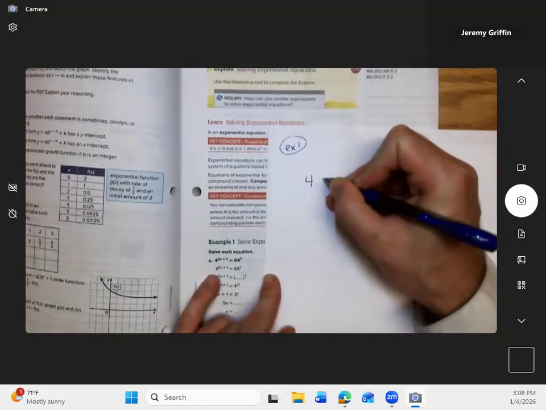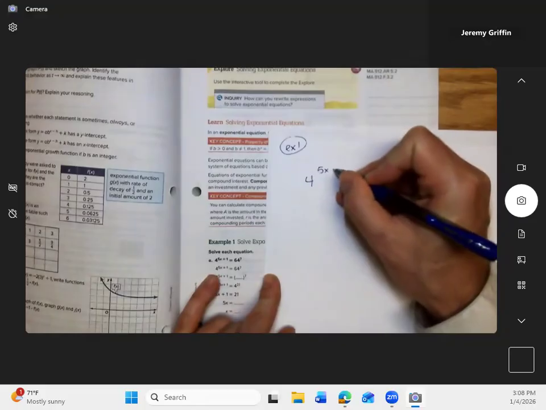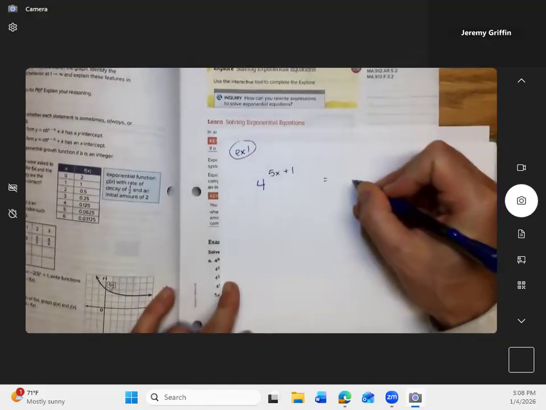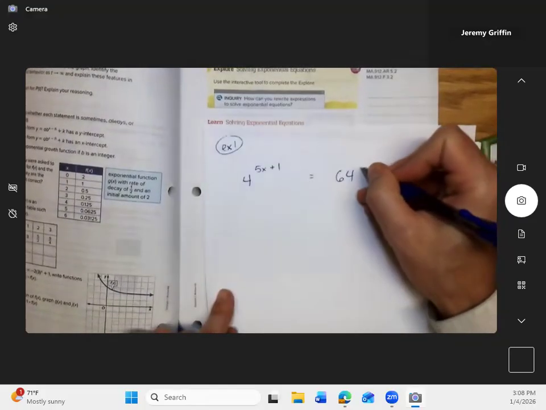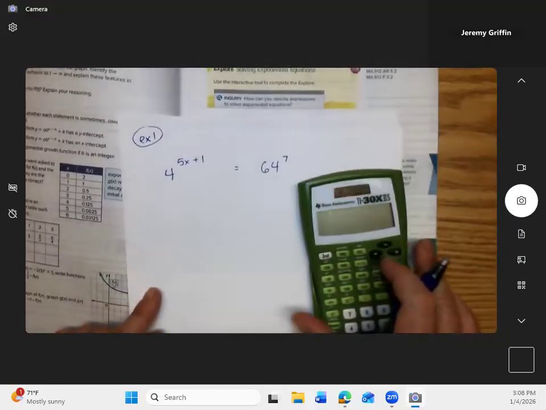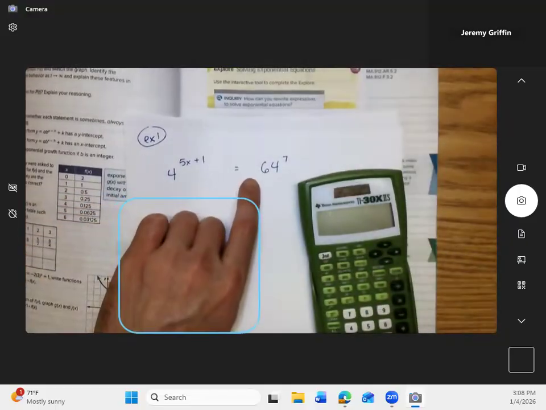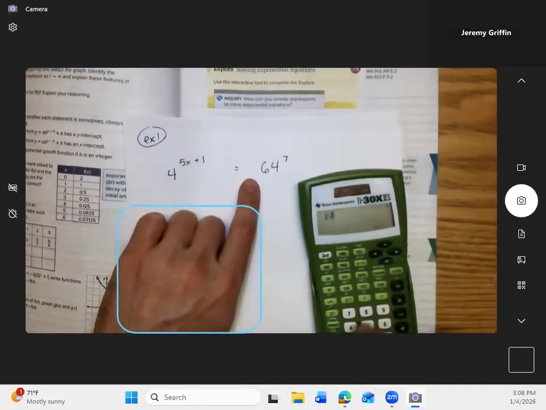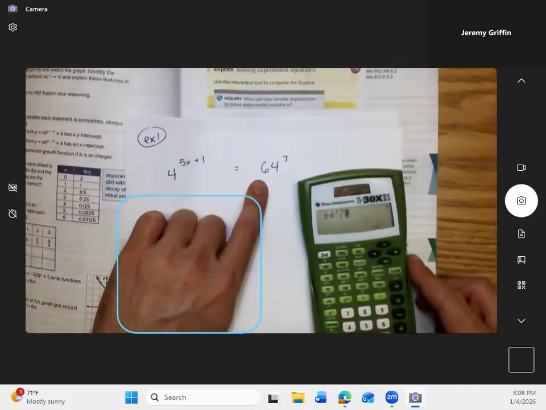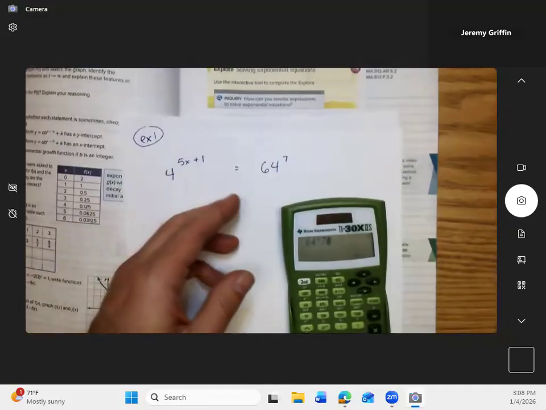What if we have 4 to the power of 5x plus 1, and that's equal to 64 to the power of 7? Okay, now if I took this at face value and say, what is 64 to the power of 7? I mean, it's got to be a huge number. It's 64 times 64 times 64, and you're going to multiply it by itself 7 times.